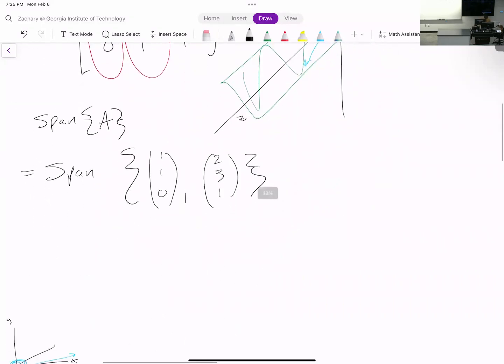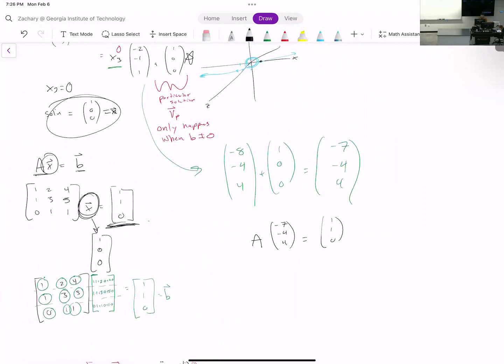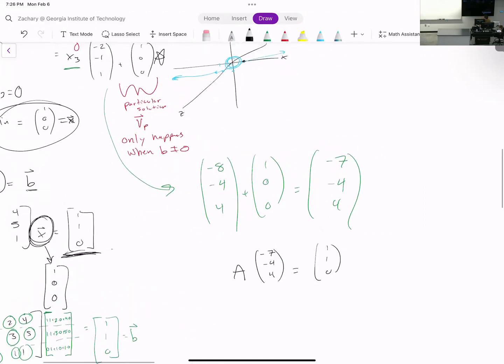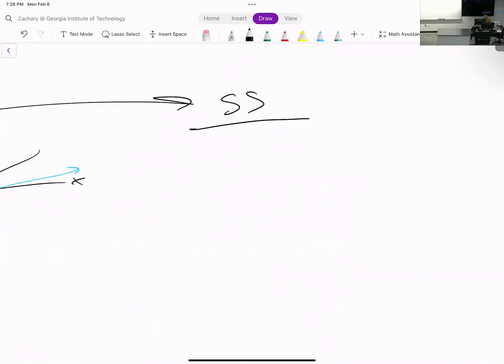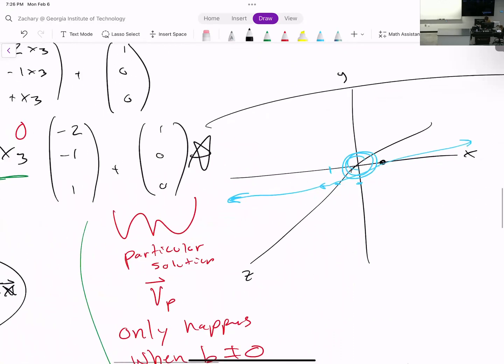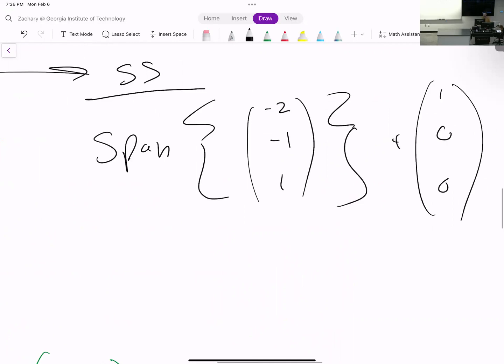I can write the solution set as a span, okay? So I go back to my point of saying, close your ears if this confuses you. We're going to write it over here. So the solution set is equal to the span of (-2, -1, 1), close parentheses, plus (1, 0, 0). This is how you would write the solution set as a span. These are the things you can change, and this is your constant that is outside.